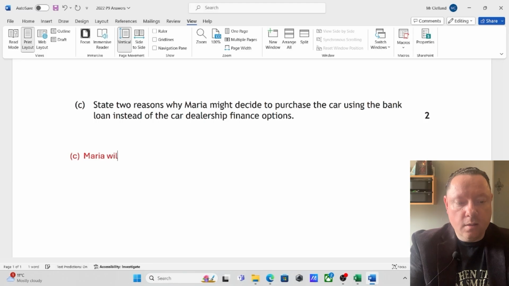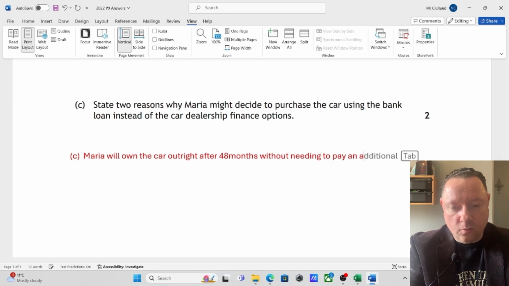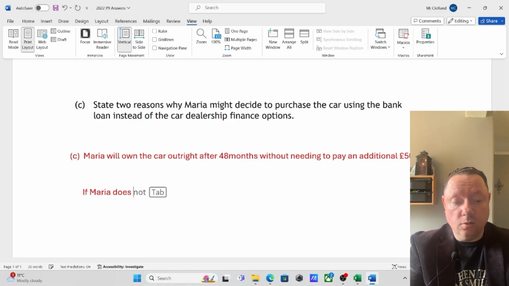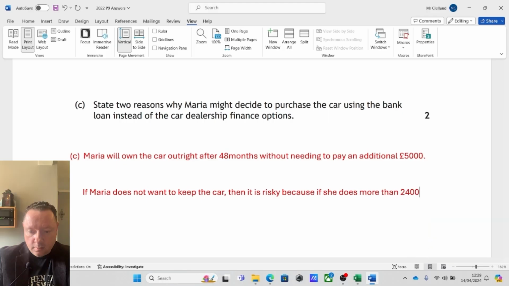So Maria will own the car outright after 48 months without needing to pay an additional £5,000, would be one good reason. If Maria does not want to keep the car, then it is risky, because if she does more than the mileage, she will have to pay a penalty.